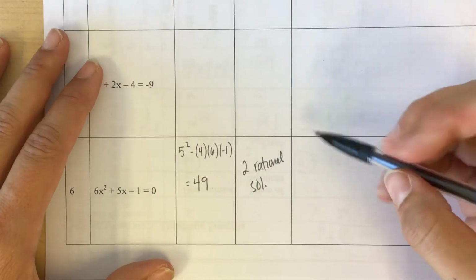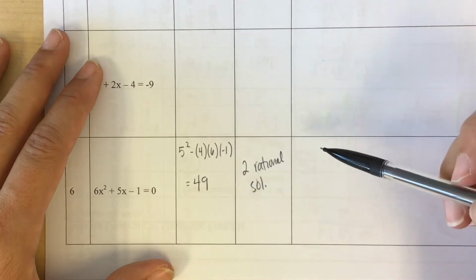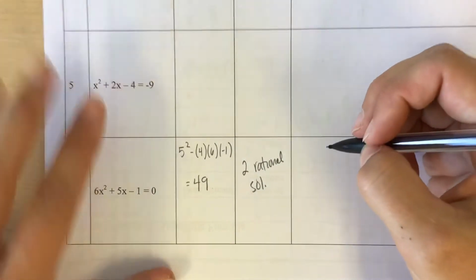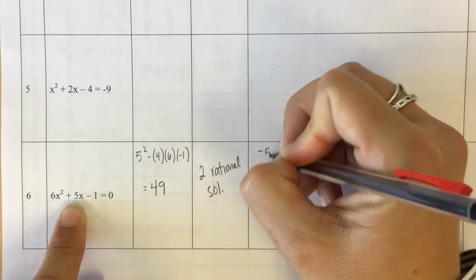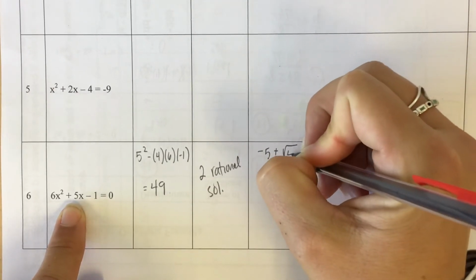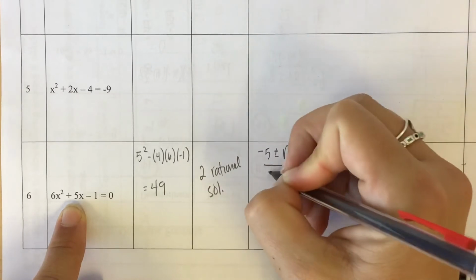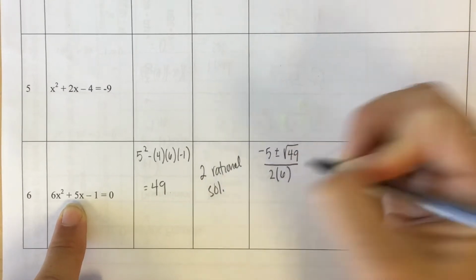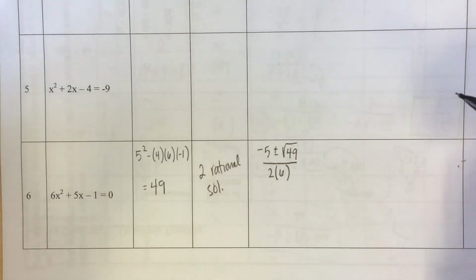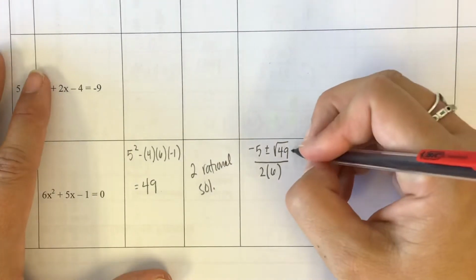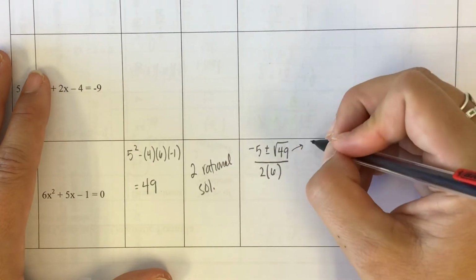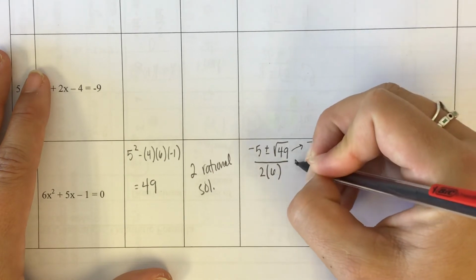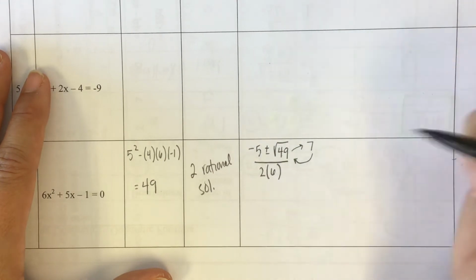All right, step 2, we're going to plug our information into our quadratic formula. So negative b, so my b is positive 5, so now it's going to be negative 5 plus or minus the square root of 49 all over 2 times my a is 6. Again, I'm just following the quadratic formula. Step 3, we are going to simplify our square root. So square root of 49 is 7. So when I rewrite this, I'm going to put a 7 there.